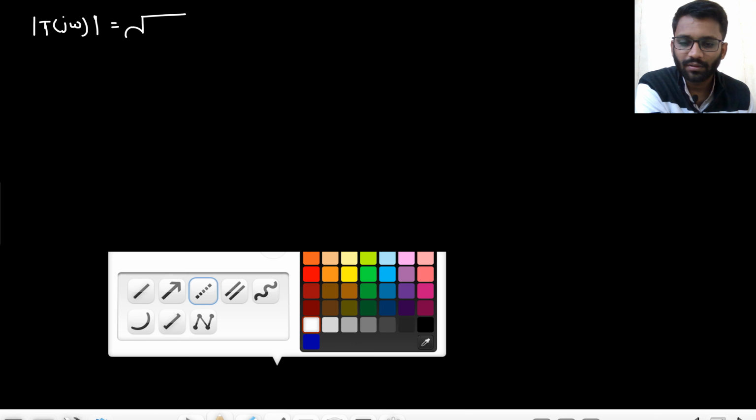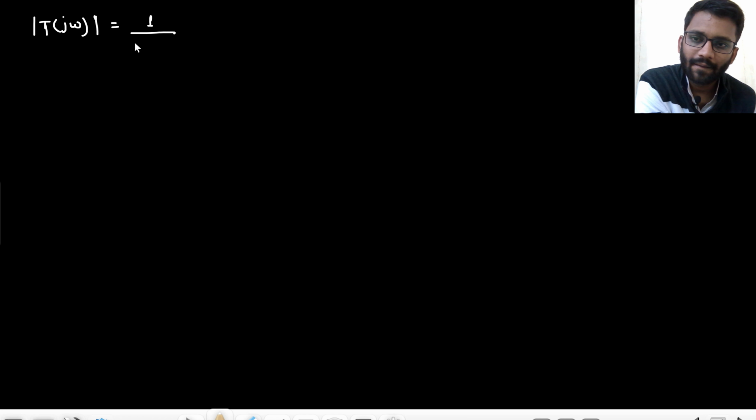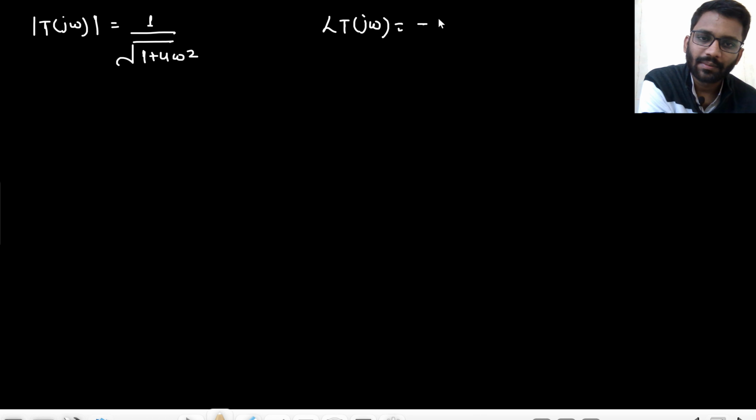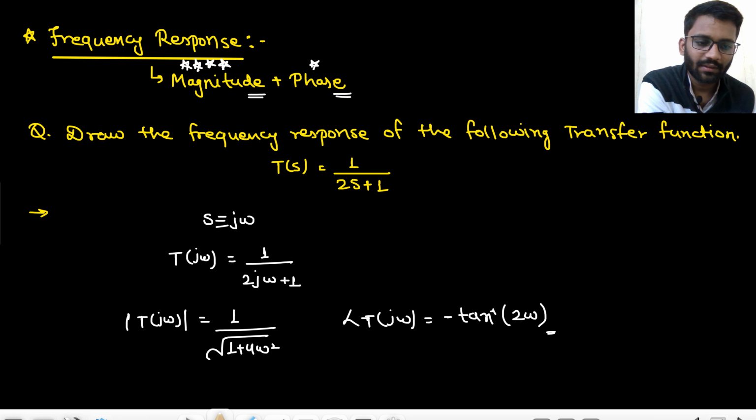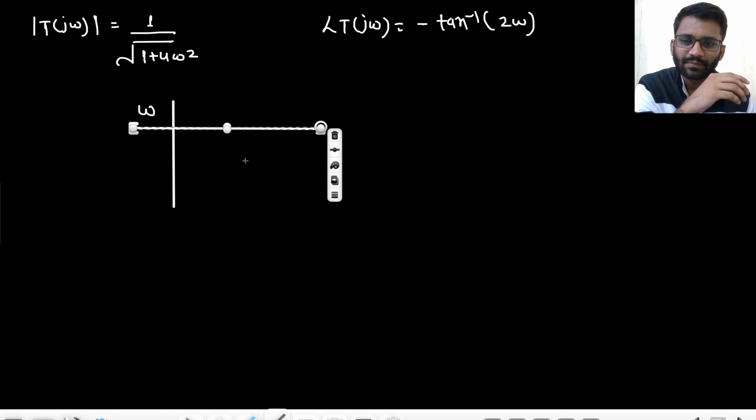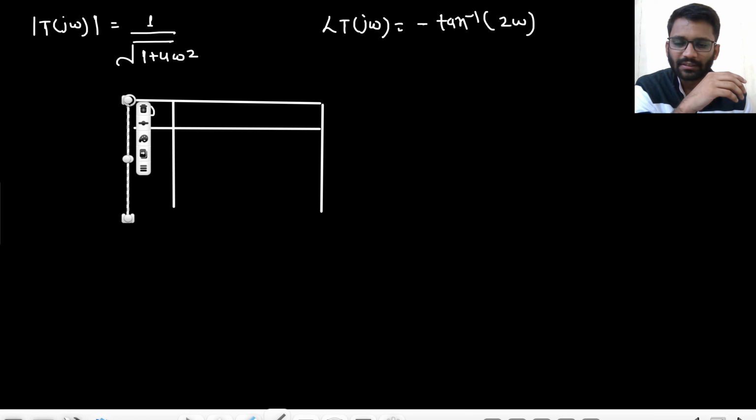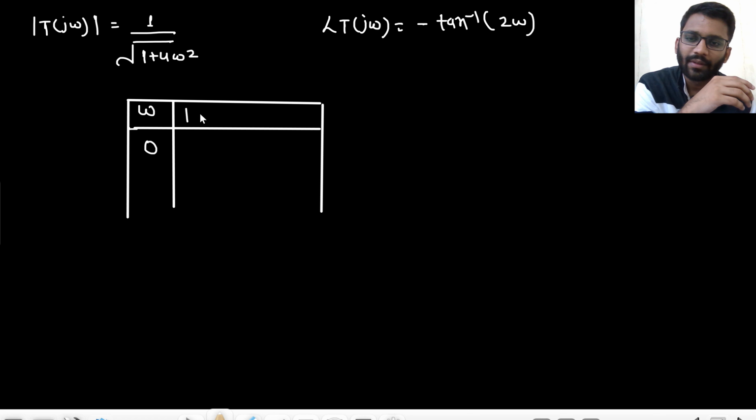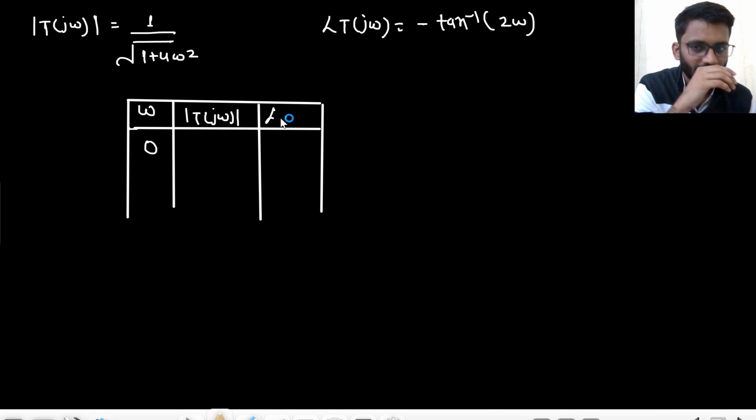So first we will draw the magnitude response. T of j omega is 1 upon root of 1 plus 4 omega square, and the angle is minus tan inverse 2 omega. I will be putting in values of omega, and I will see what the magnitude of T of j omega will be and what the angle of T of j omega will be.